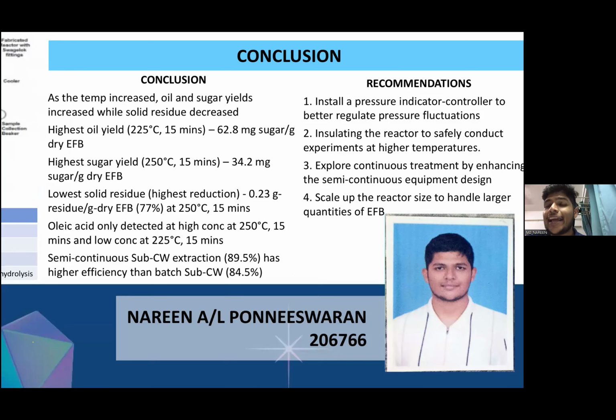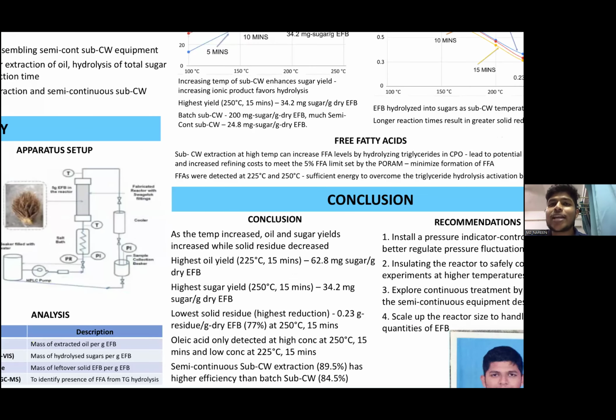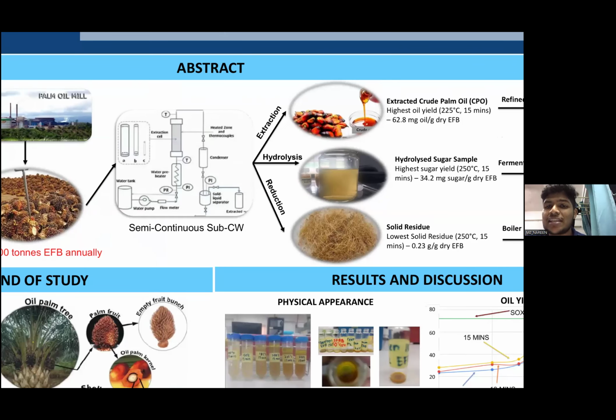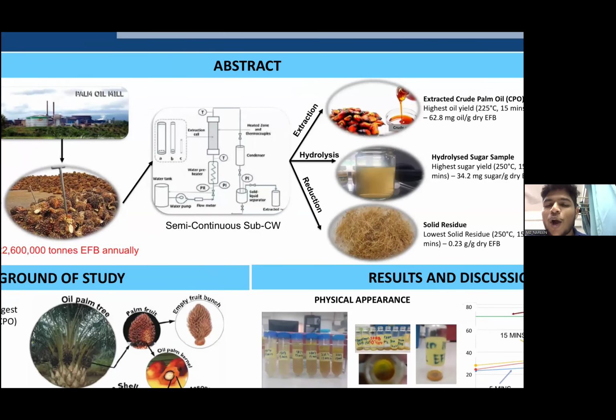Okay, let's move on to the most exciting part of this research. What is the impact of it to the environment? As I explained earlier, the palm oil mill produces 22.6 million tons of EFB annually. And how can this process help the environment?